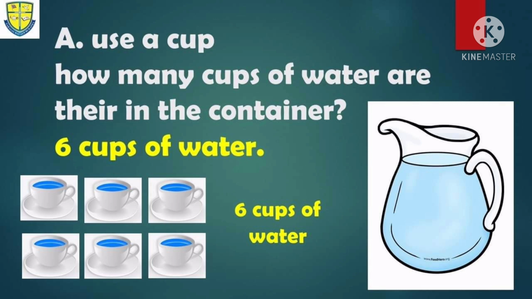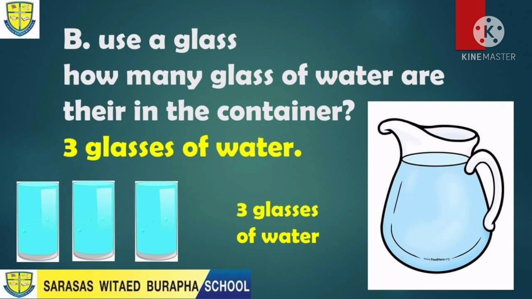Now, let's recall the correct answers in activity A and activity B. So the answer for the question of how many cups of water are there in a container in activity A is 6 cups of water. Now, that 6 cups is the total volume of the water inside the container.